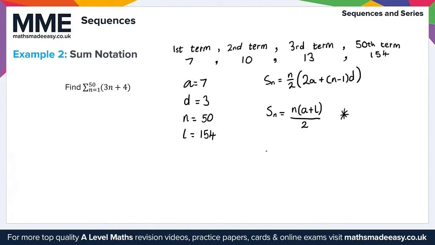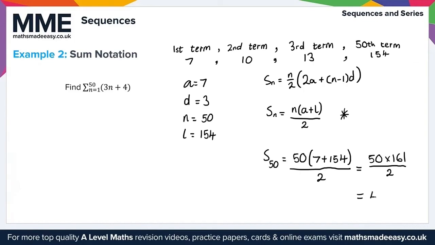So in that case, this is going to be S_50, and it's going to be equal to n, which is 50, times a plus l, so that's 7 plus 154, and then we divide this by 2. All we need to do here is evaluate this expression. So this gives us 50 times 161. We divide this by 2, and then evaluate this to obtain 4,025.